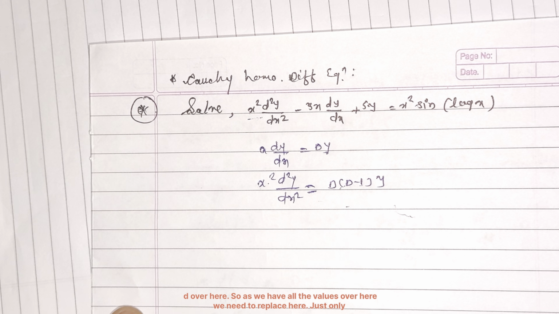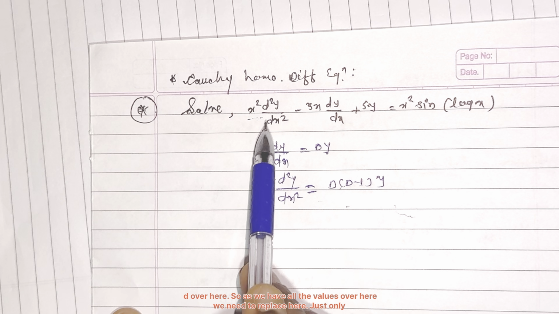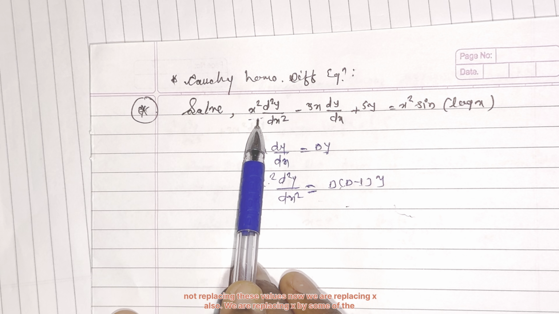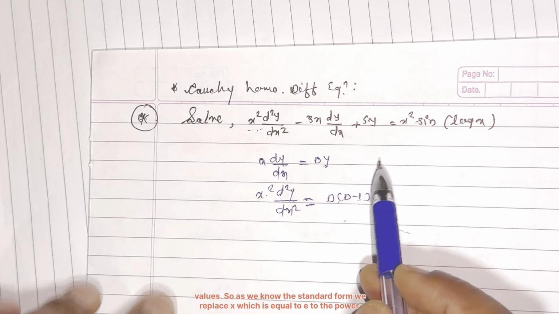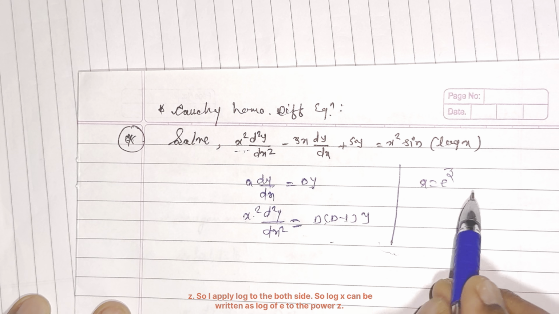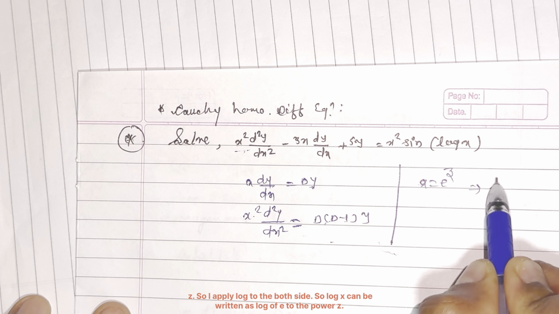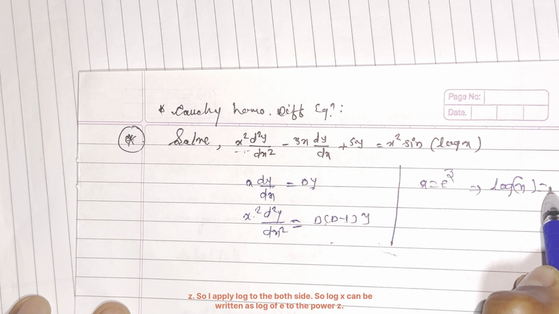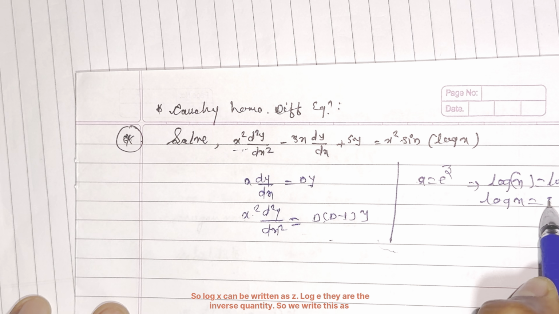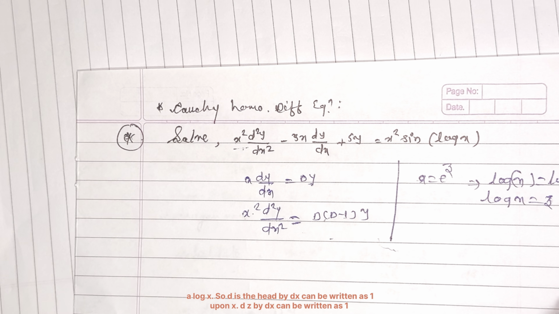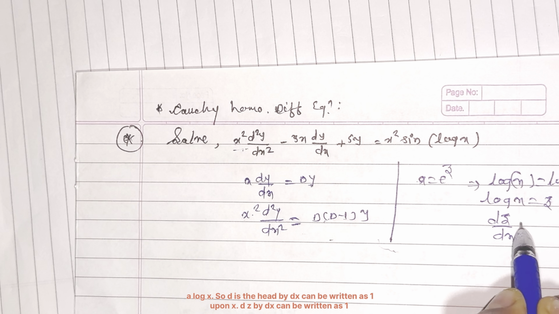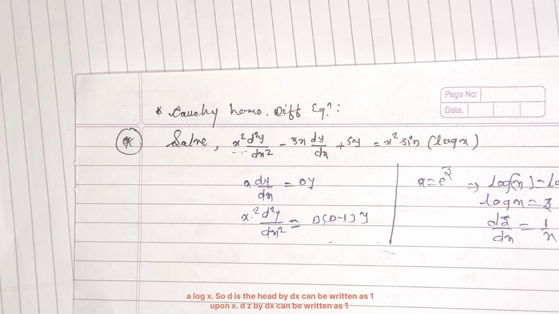As we have all the values, we need to replace them here. Not just these values, we are replacing x also, by some value. As we know the standard form, we replace x equal to e to the power z. Apply log to both sides, so log x can be written as log of e to the power z. Log and e are inverse quantities, so we write z as log x. So dz by dx can be written as 1 upon x.